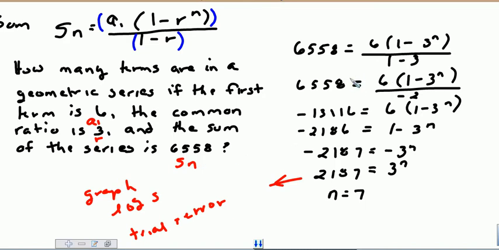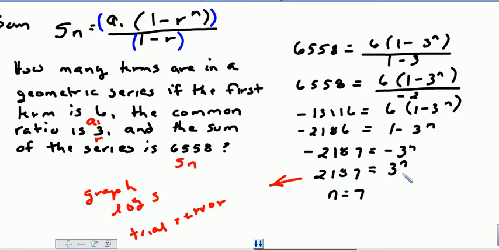Well, if we plug in all of our numbers that we know here, 6558, the sum, is equal to the starting number, 6, times 1 minus the common ratio, 3, to the nth power over 1 minus 3. Now, I worked all of this out. You could probably shortcut all of this, but I showed you all the steps. 1 minus 3 is negative 2. Multiply both sides by negative 2. You get negative 13,116. Divide by 6. Subtract 1. Divide by negative 1. And we get 2187 is equal to 3 to the nth power.